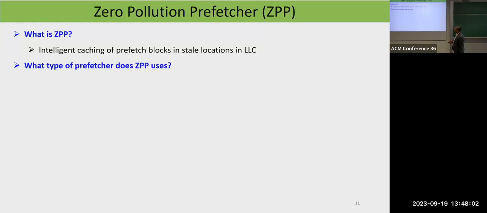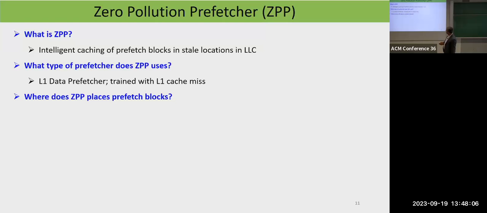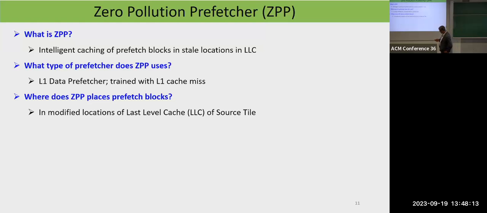Second one is what type of prefetcher that ZPP uses. It is an L1 data prefetcher. It's trained with the L1 cache miss. And where does ZPP place the prefetch block? In modified locations of the last level cache of the source tile.